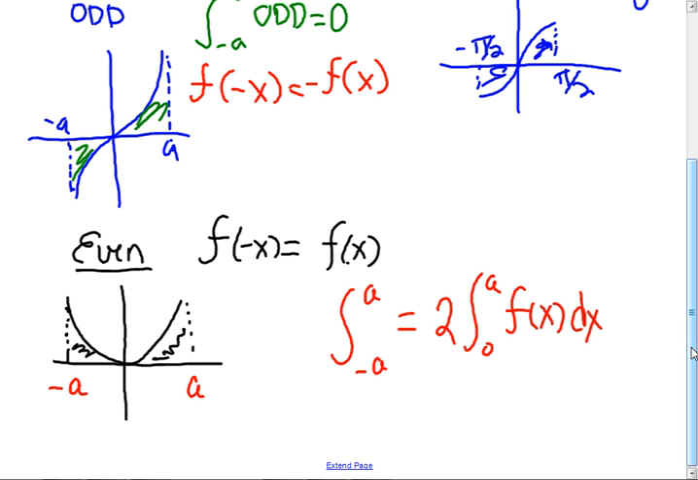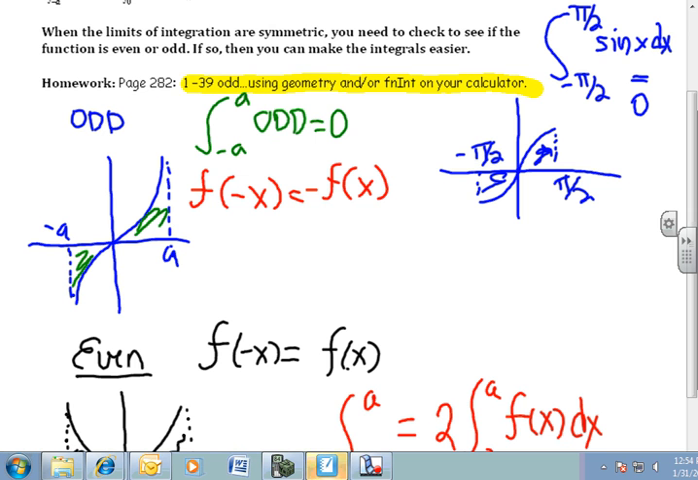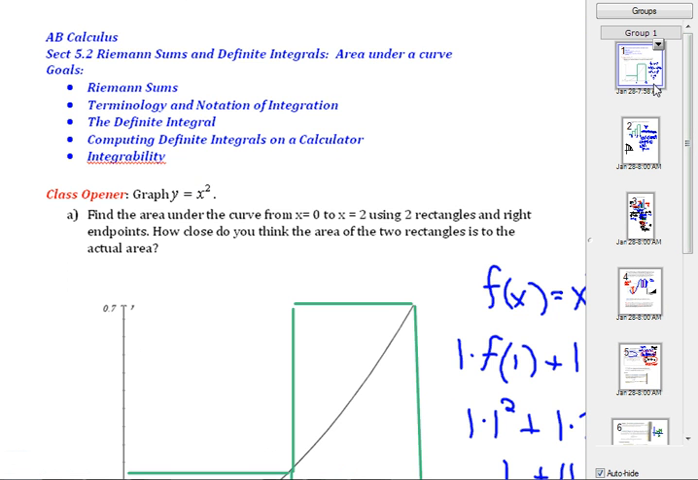So I went through a lot of work that's complicated and difficult, but the homework isn't meant to be difficult. It says right here on this line, you're going to use geometry or FNINT, and I think they tell you that on your calculator. So let's go back and see what we did. We did a lot. Let me go through it, and then I'll show you that again.